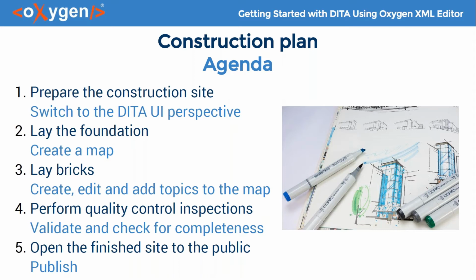Then we will lay the foundation by creating a DITA map. We will start laying bricks and build one level after the other, and we'll do this by creating, editing, and adding topics to the map. I will show you how you can perform quality control inspections by using the validate and check for completeness action. And the last step we'll take is to open the finished site to the public, that is to publish our DITA content. And again, I really hope you will enjoy this webinar and you will find it interesting.